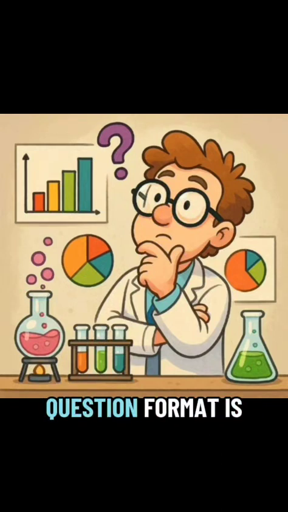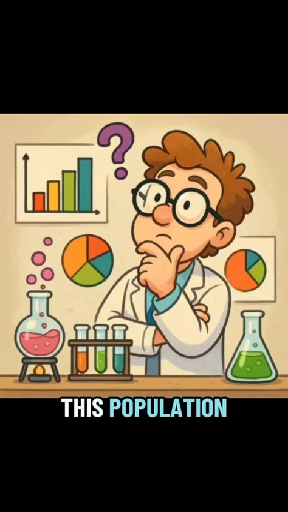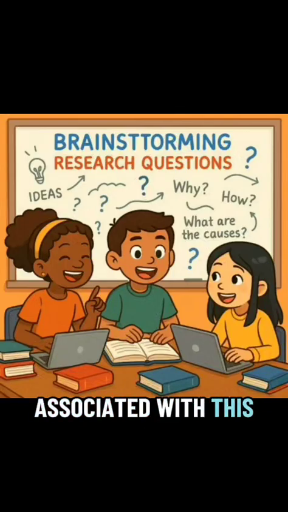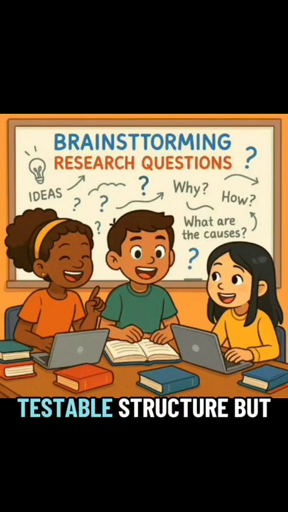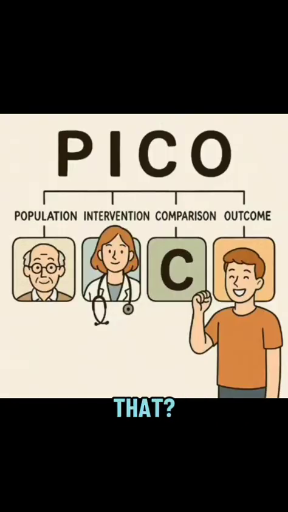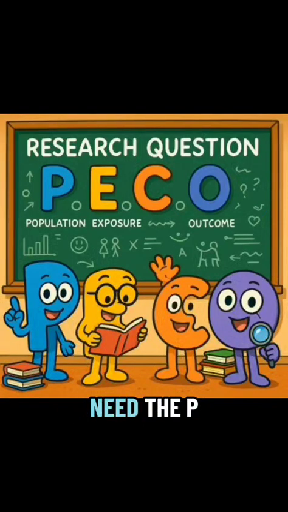So the basic question format is something like, in this population, is this intervention associated with this outcome compared to this other thing? That's the one. It locks you into a clear, testable structure. But hold on, why do we need all of that? I mean, it seems a little bit like overkill. Can't you just ask, does this new drug work? Why do you need the P and the C?